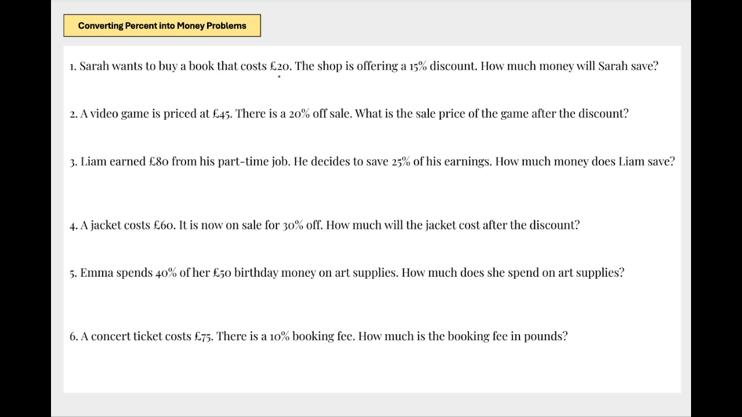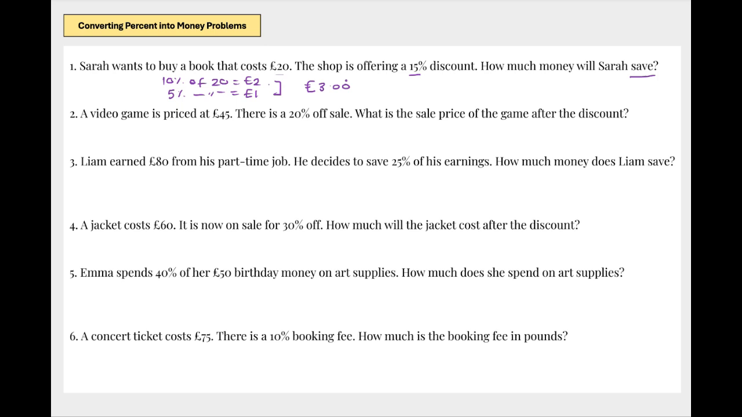So Sarah wants to buy a book that costs £20. They're offering a 15% discount. How much will she save? So let's work out what 15% of £20 is. We know that 10% of 20 equals £2. And we know that 5% is £1. So in total, she saves £3. It's as simple as that. That's how much she saved.